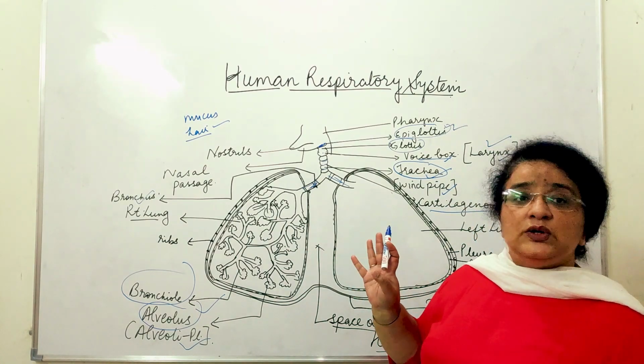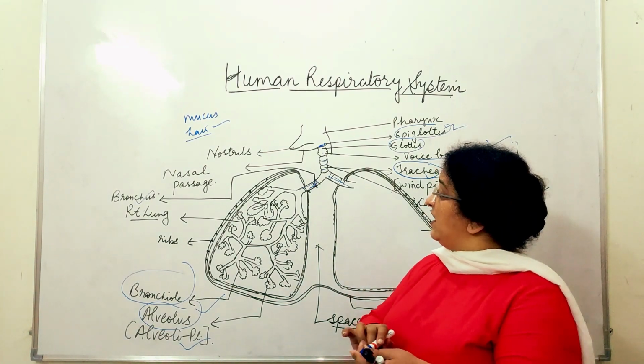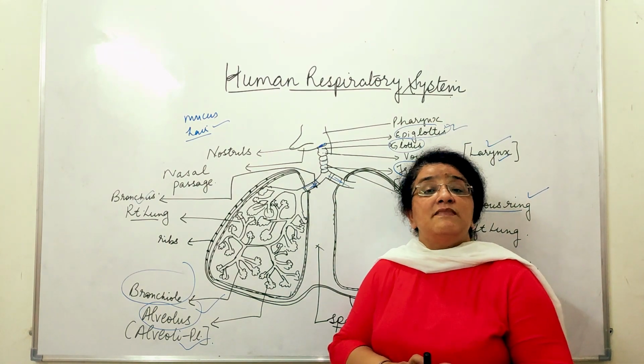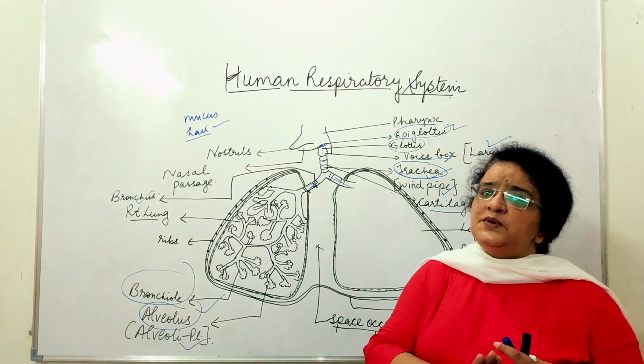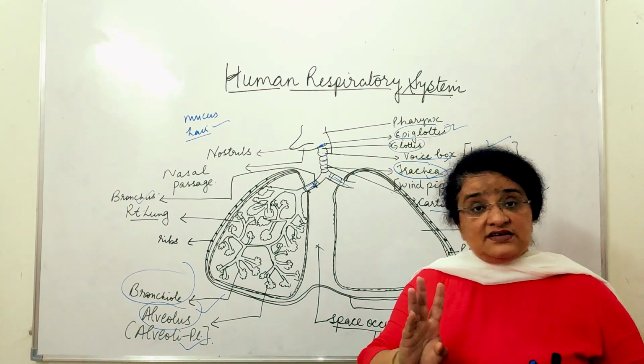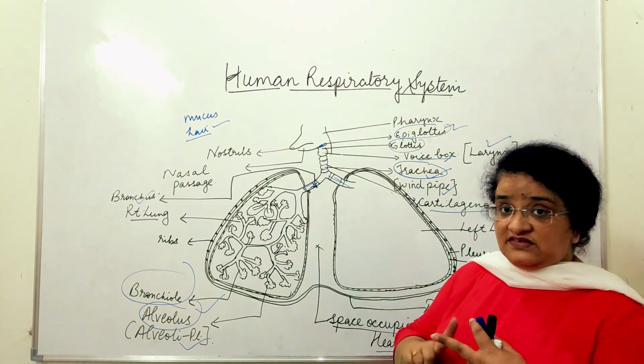And it's an NCERT question also, how the human lungs are designed for maximum and efficient gaseous exchange. As I told you, all the respiratory organs have three characteristic features. First is a large surface area.